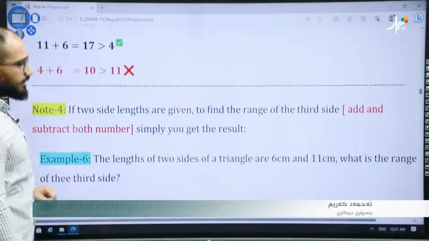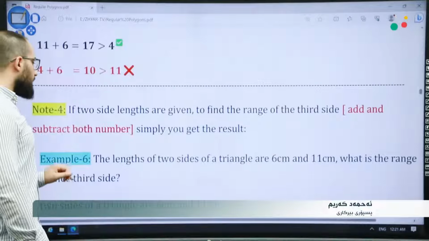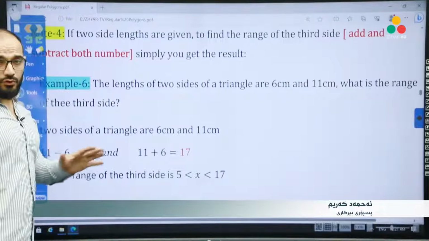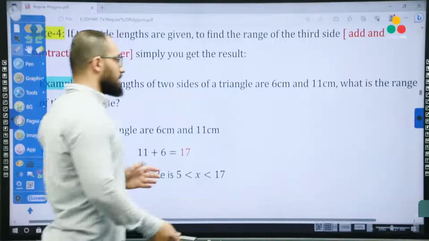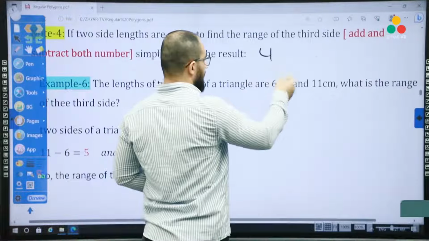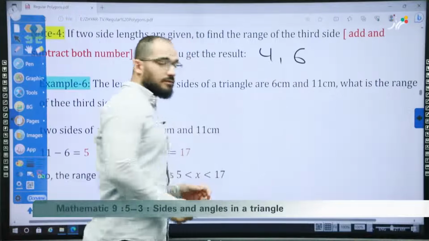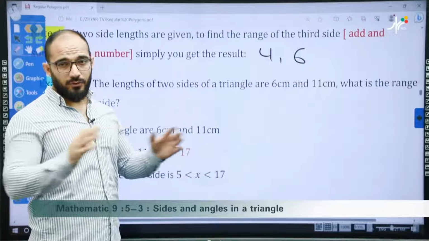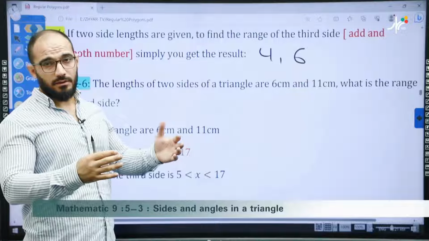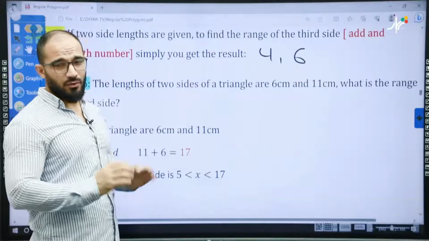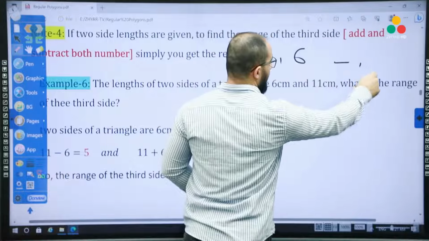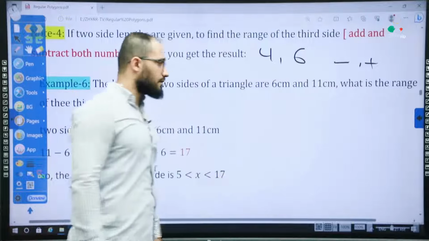Okay, this is the second type of the question. The third type of the question is when two numbers are given in the exam, and we must find the range of the third side. Then how to find it? It's quite easy. Always try to subtract and add.